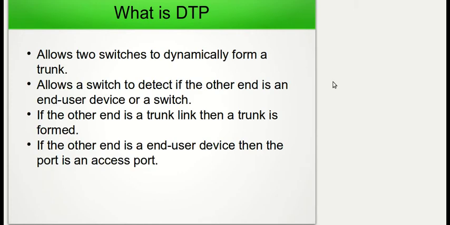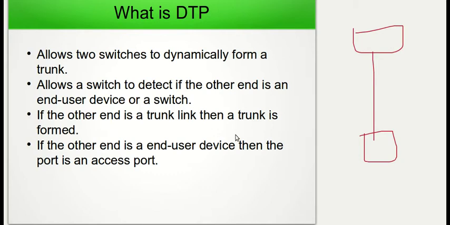So what is DTP? DTP stands for the Dynamic Trunking Protocol, and all it does is allow two switches to form a trunk dynamically. It allows a switch to dynamically decide whether a port should be an access port or a trunk port. So instead of us having to go into the switch, into the interface, and manually configure a port as access or trunk, the switch can automatically detect whether that port should be an access or trunk port.